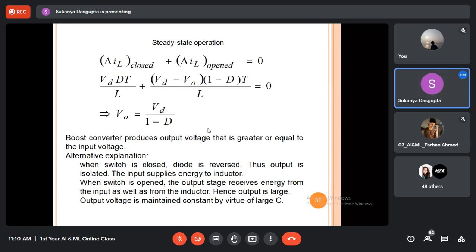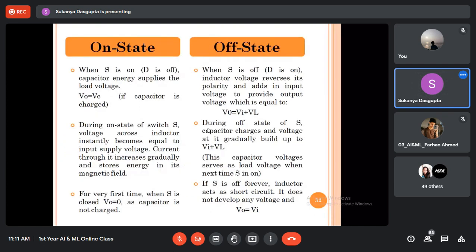Have any questions? Everyone understood the basic working principle, operation of boost chopper and buck chopper, and the mathematical derivations? Yes, ma'am. Okay. So this slide is showing the comparison between the on state and off state of the boost chopper, that we have already discussed.